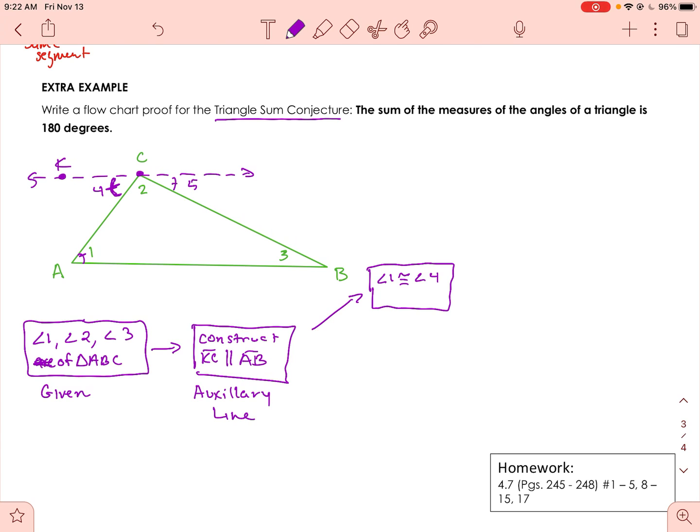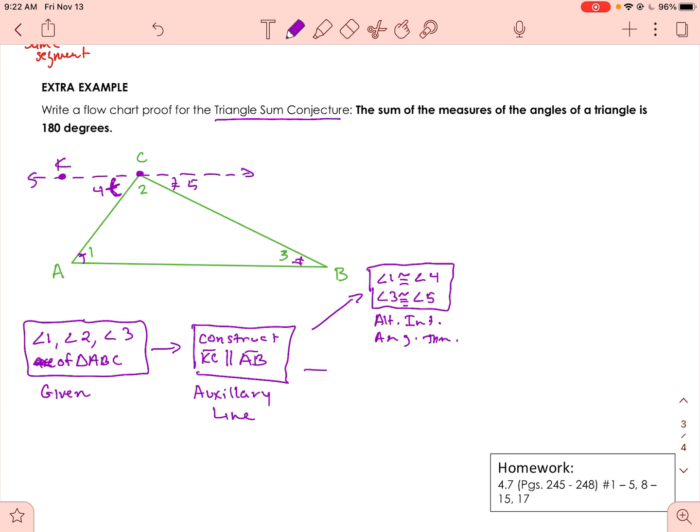We also know that angle 5 is congruent to angle 3. And again, how do we know that? It is the alternate interior angles. Okay, they are alternate interior angles. That's a theorem. Okay, and what we said is if we have two parallel lines, which KC and AB are parallel, like we said, and then we have a transversal that intersects those two lines, then we know that alternate interior angles are congruent. So there's one thing that we know.